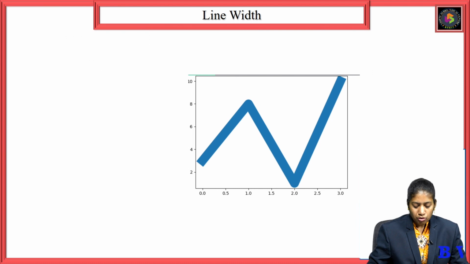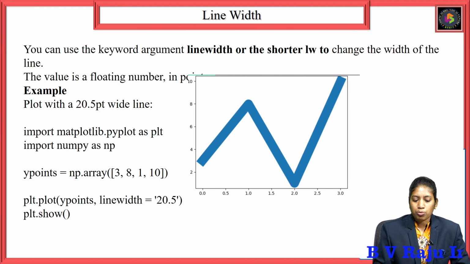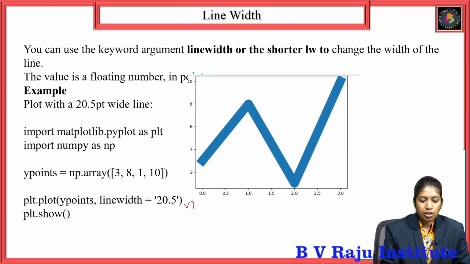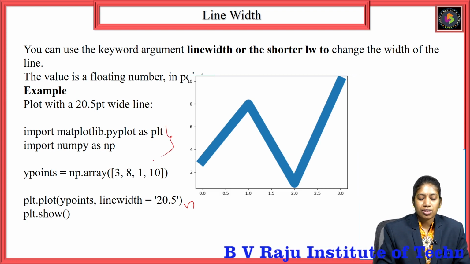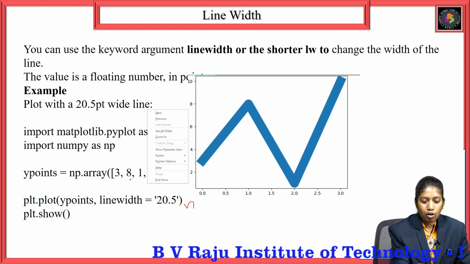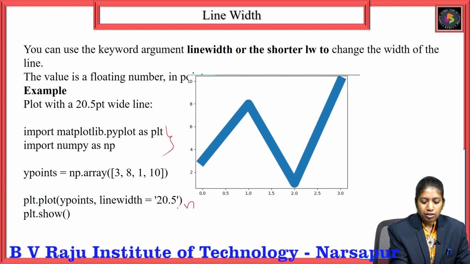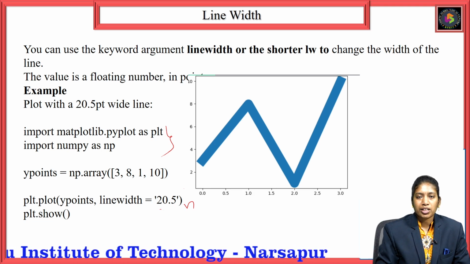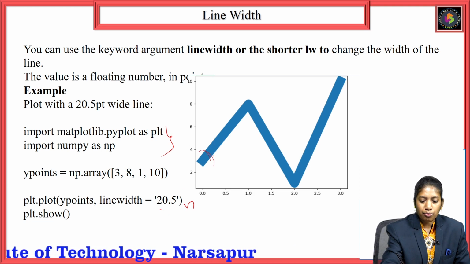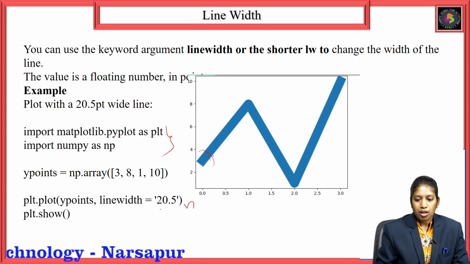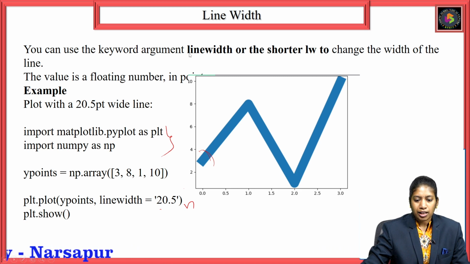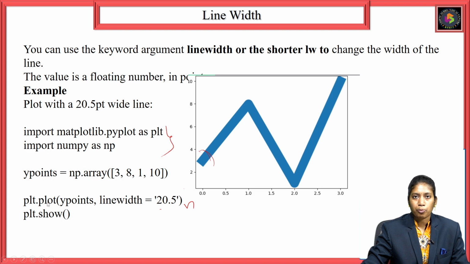Line width. We can set our line width to our option with the help of the linewidth attribute. First we need to import those libraries. After that we have taken an array of values. Here the line width is mentioned as 20.5, so the line width has been changed. We can write linewidth completely, or we can use the shorter form lw to change the width of the line. This is a keyword argument we have to use at the time of the plot function.